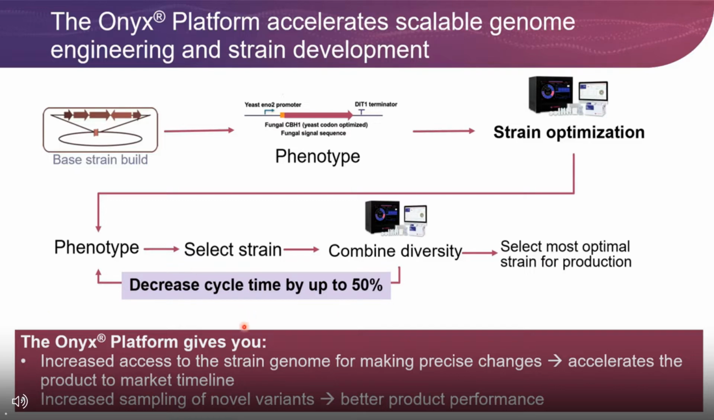So the Onyx platform gives you increased access to the strain genome for making precise changes, and this accelerates the product to market timeline because you can go through these iterative cycles so rapidly. And increased sampling of novel variants can lead ultimately to better product performance.